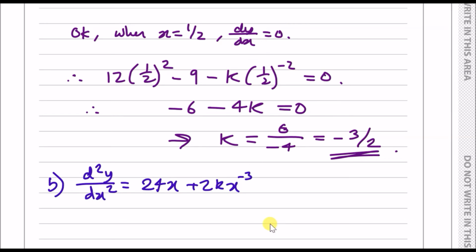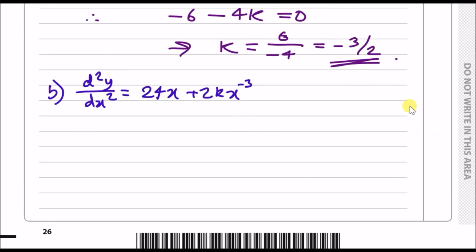Now we know what the value k is, don't we? It's actually minus 3 over 2. So we can say, okay, this is the same as 24x. And so 2 times minus 3 over 2 is actually minus 3x to the negative 3.